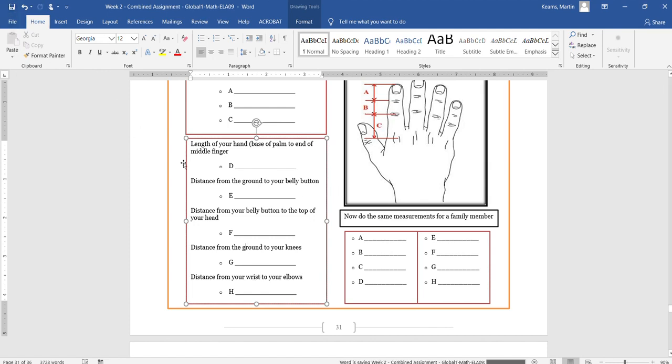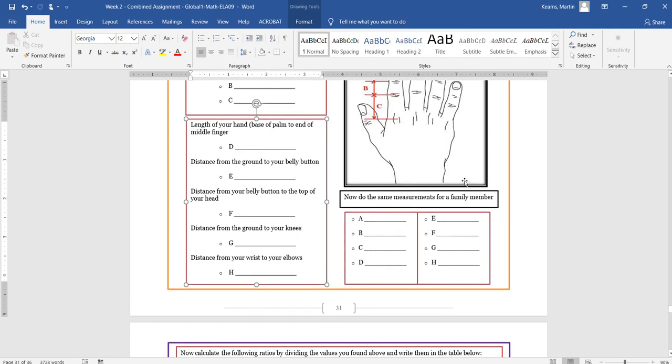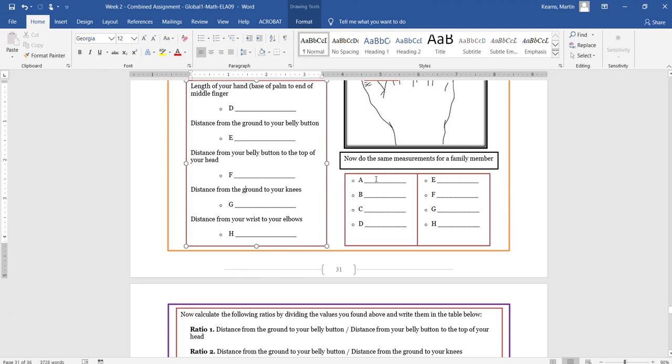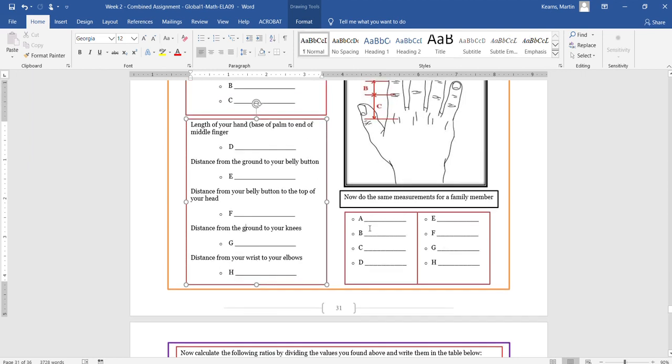All right, and when you're done with all that, you're going to do the same thing for a friend or family member, whoever's at home with you. So place all of their measurements here. Remember, just use the guide. So if you say, which G? G is right here. You can use this to help you understand what you should be measuring.